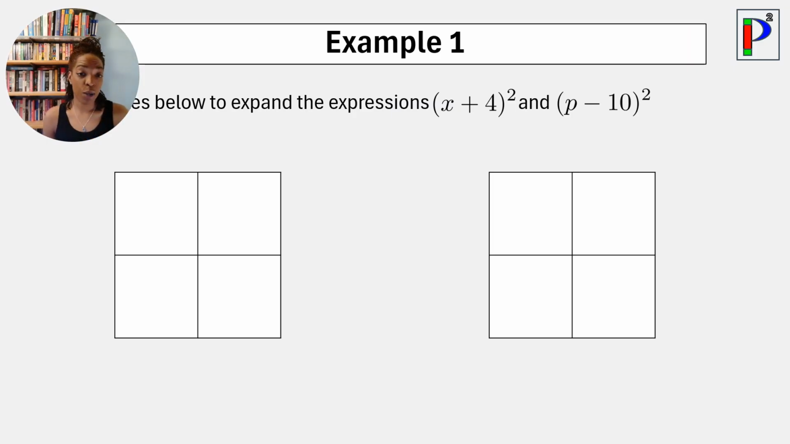Example 1 should feel like review. Use the boxes below to expand the expressions (x plus 4) squared and (p minus 10) squared. You can pause the video and restart when you're ready to compare your answers. I'm going to jump right in.